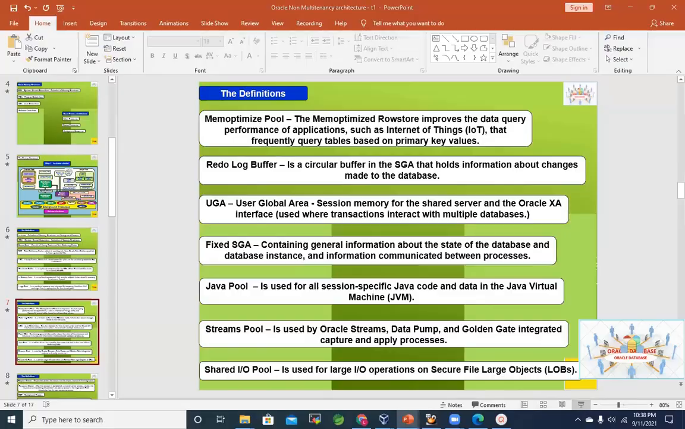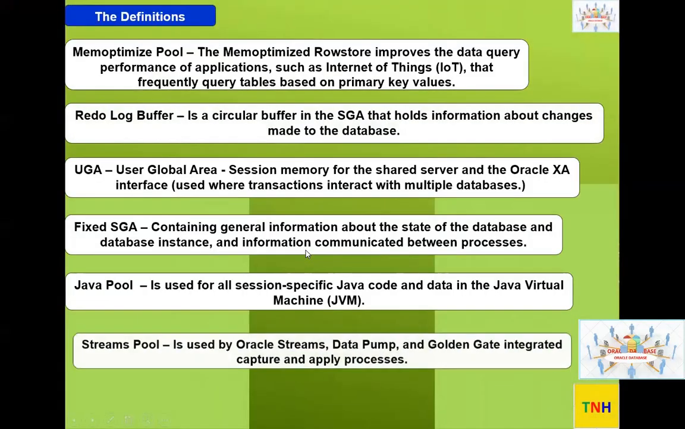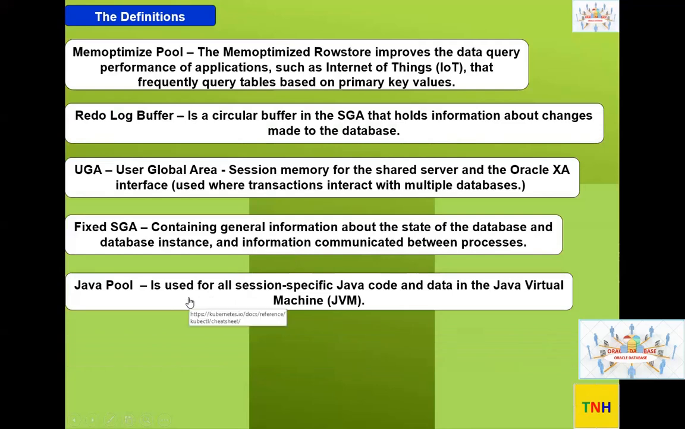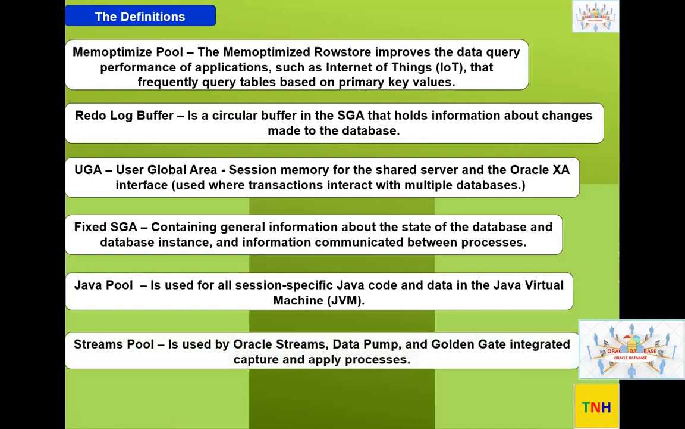Okay, let's continue. Then you have Java pool, again optional, used for all session-specific Java code and data in the Java virtual machine. If you are using a specific Java front end, you had better enable this one so that you can optimize it. But again, optional initially. If it is not Java, no, optional.